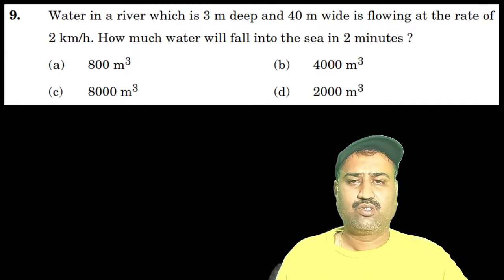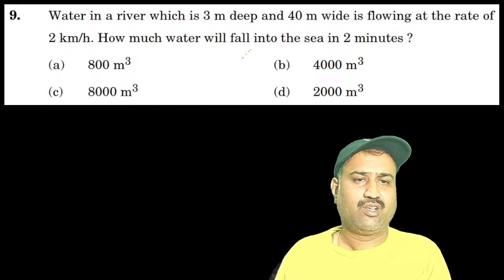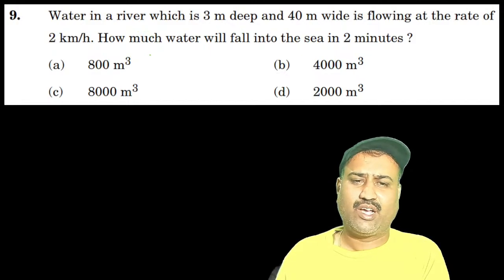Okay. Now, water in a river which is 3 meters deep. See here, when you say river, it is a cuboid here. I assume it as a cuboid. Volume of a cuboid is what?